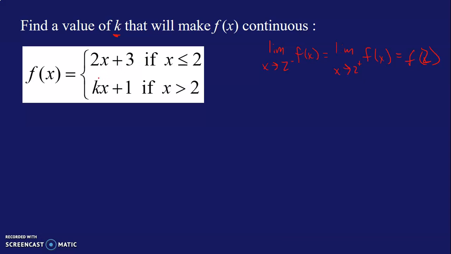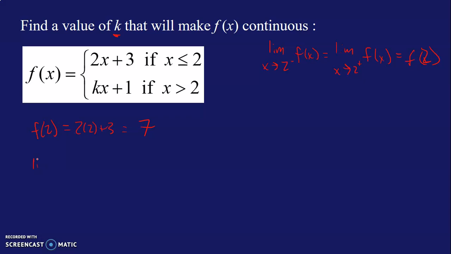All right, most of you guys probably found the right value of k, but let's see if we wrote out the right notation, because in calculus it's extremely important to write the correct notation. So let's start with f of 2. F of 2 would use the top equation since that's when x is less than or equal to 2. So f of 2 would be 2 times 2 plus 3, 4 plus 3 is 7. So f of 2 is 7.